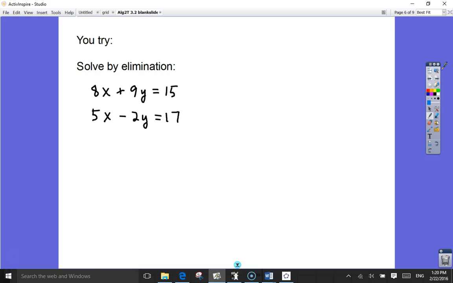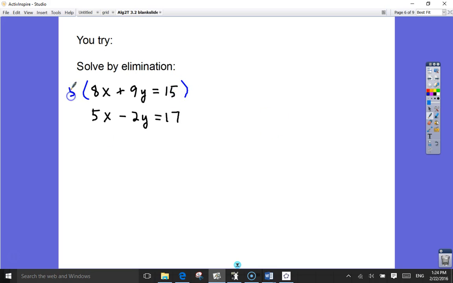But most likely, you're going to be multiplying this one by 5 and that by 8, or maybe this one by 2 and this one by 9, something like that. So take your pick. There's no wrong way to start. How many cancel the x's? How many cancel the y's? I think more cancel the y's because they're already opposites. But I'm going to do the x's.